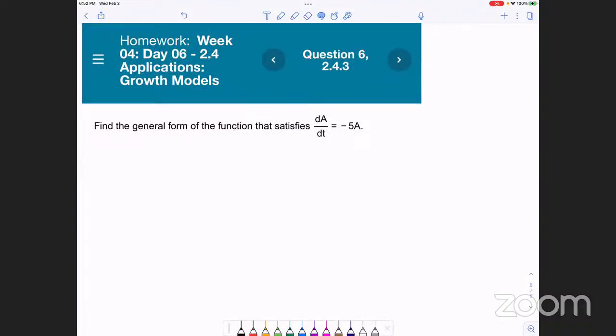So again, there's only one function that satisfies this, where you take the derivative and your answer is going to be a constant times the original function. That's essentially the exponential growth model. So we're gonna take one of the form A of t equals, let me think about it. It should be A naught e to the kt, something like that. Where A naught is your initial condition, and k is the rate. Find the general form of a function that satisfies this. Let's see. Do we have enough information?